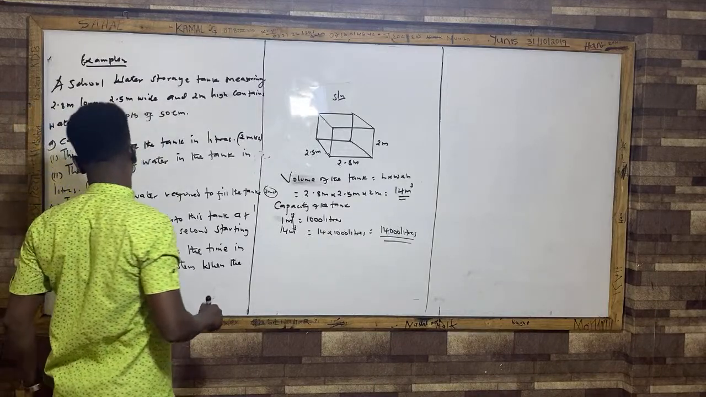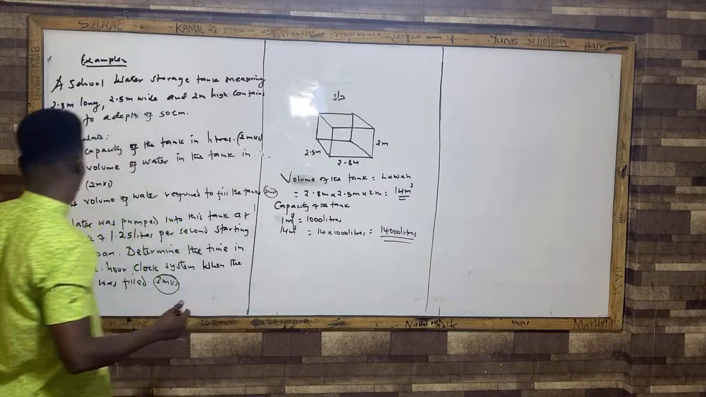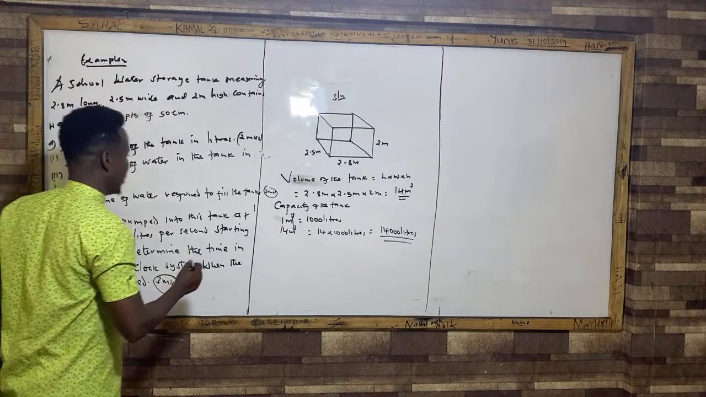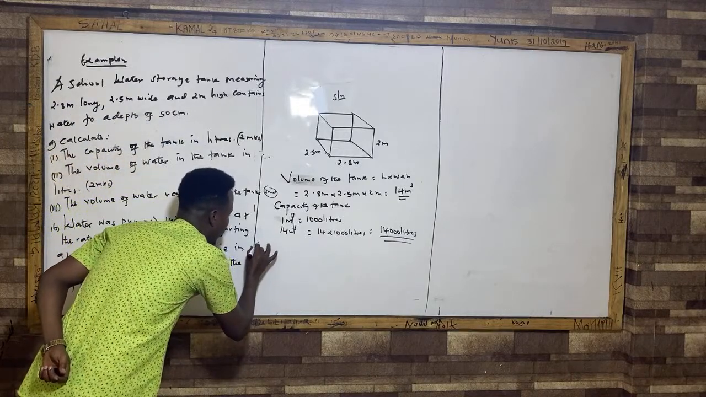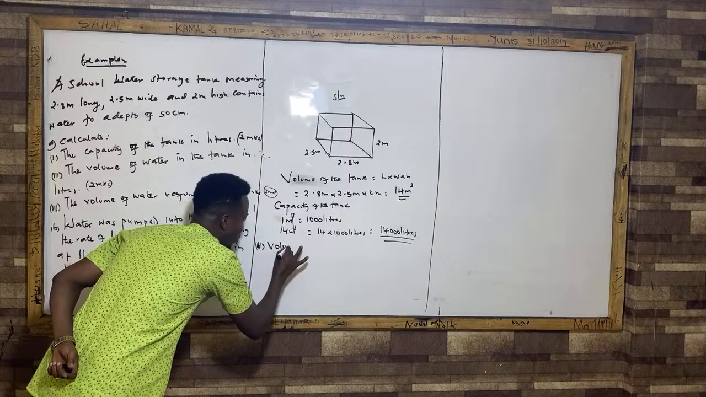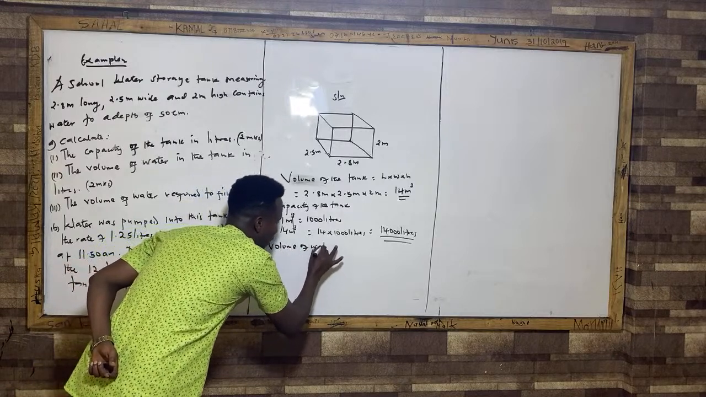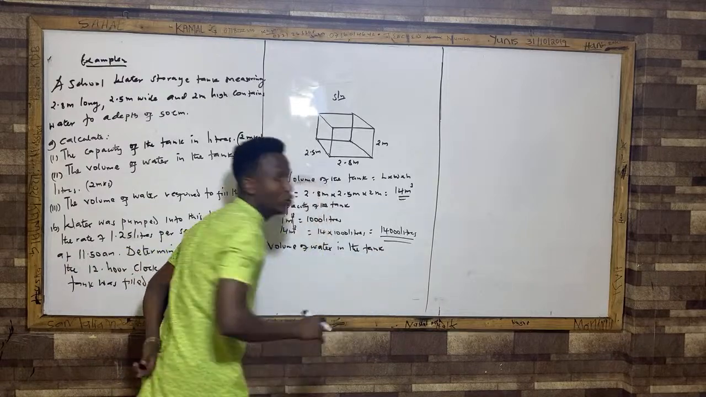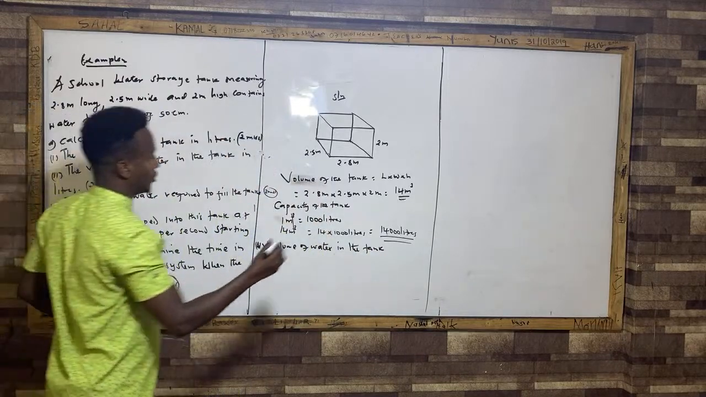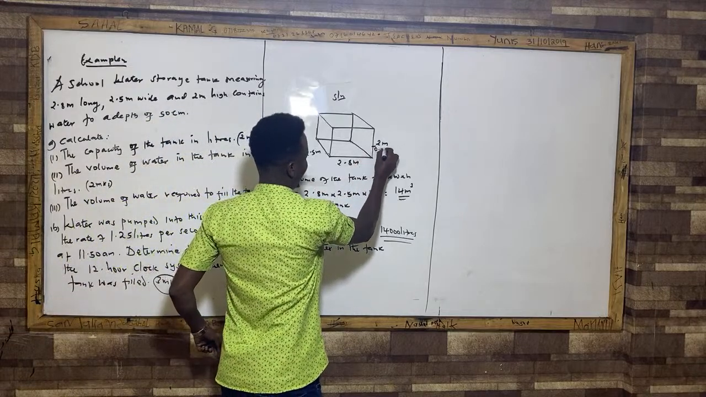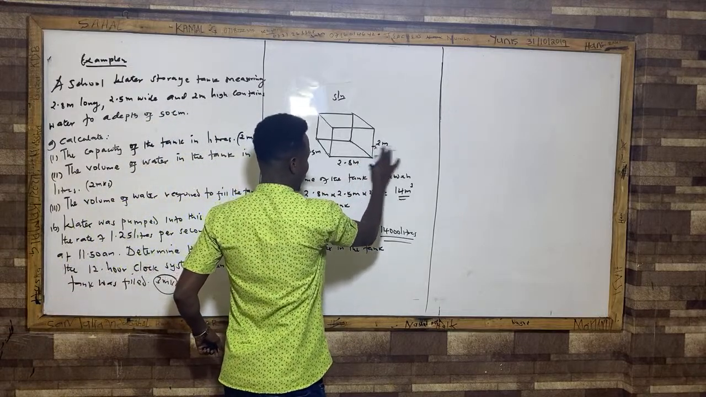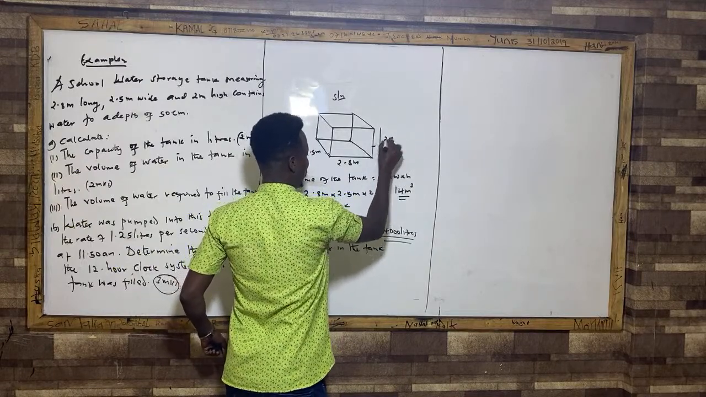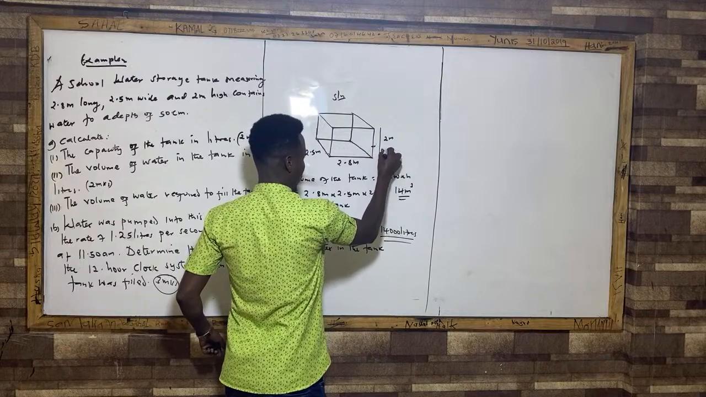Then I can get the volume of water in the tank. Then I'll convert. Question number 2, volume of water in the tank. How are you going to calculate? The height is 0.5 meter, because it is 50 centimeter. If the total height is 2 meter, the height of the water is 0.5 meter.